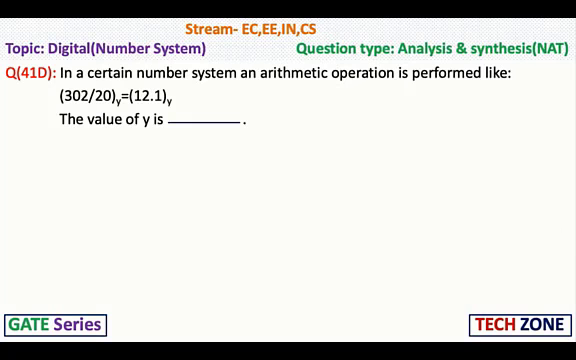In a certain number system, an arithmetic operation is performed like (302) by (20) under base y is equal to (12.1) under the base y. The value of y is, fill in the blanks.